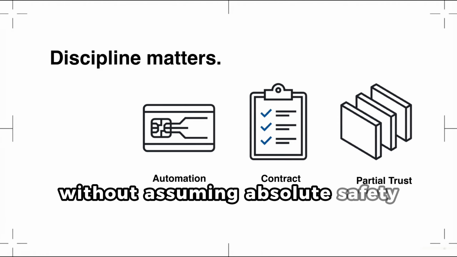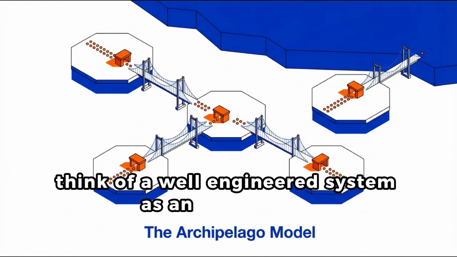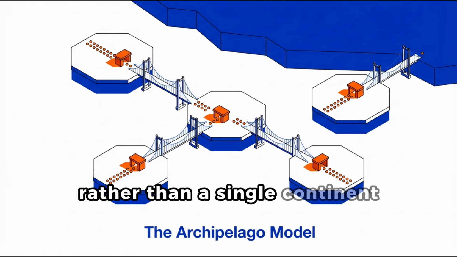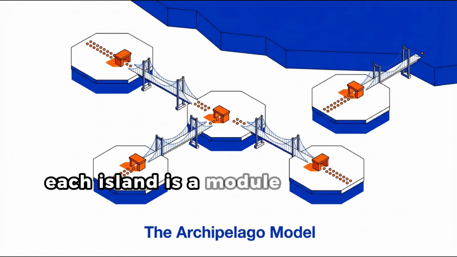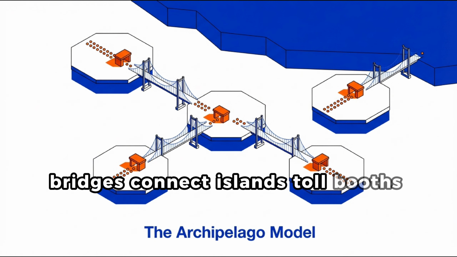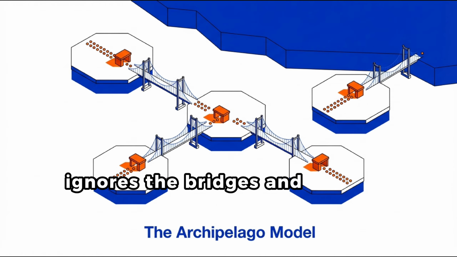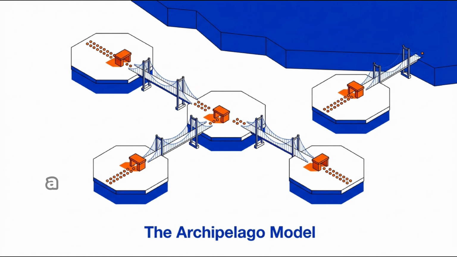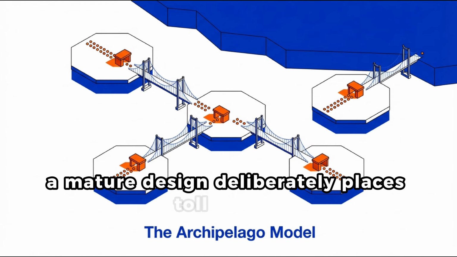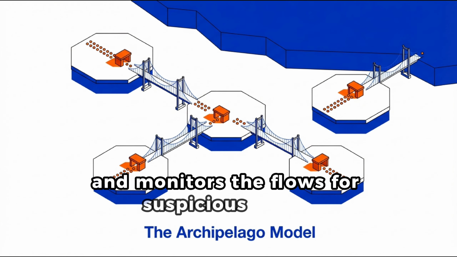To bring this together, think of a well-engineered system as an archipelago rather than a single continent. Each island is a module with its own controls. Bridges connect islands, toll booths check travelers. A novice design ignores the bridges and expects everyone to behave. A mature design deliberately places toll booths, limits who can cross, and monitors the flows for suspicious traffic.